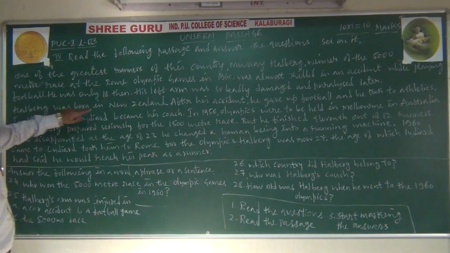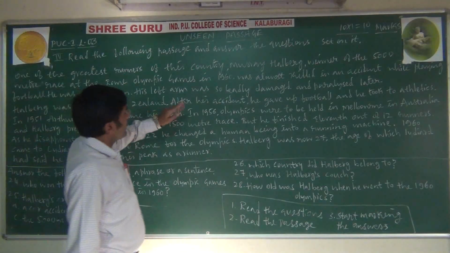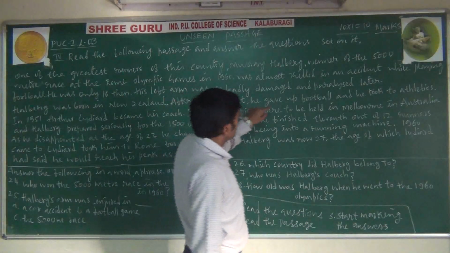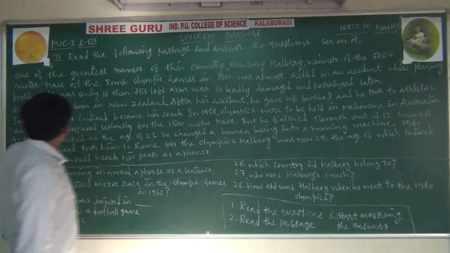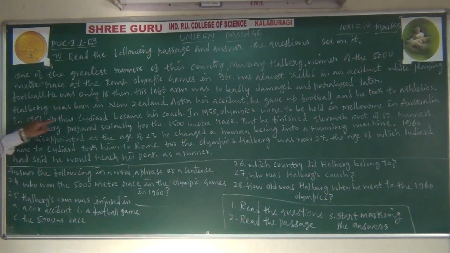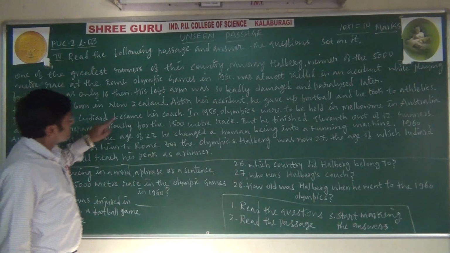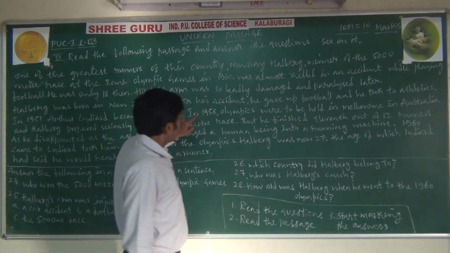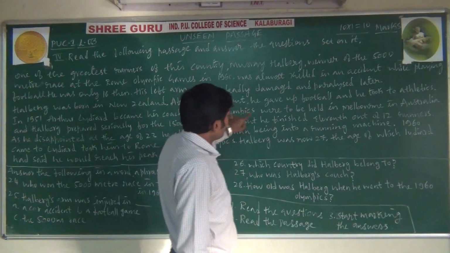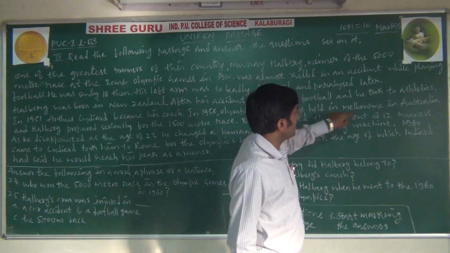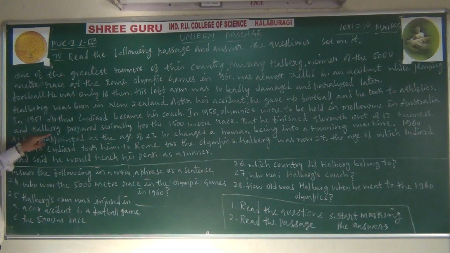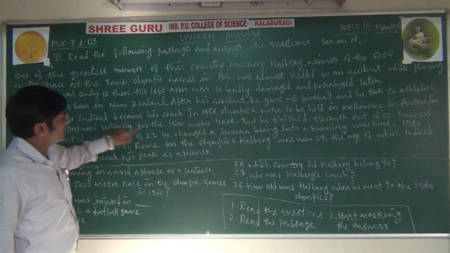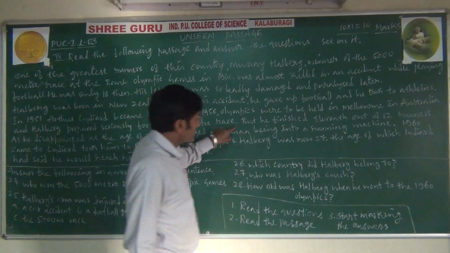Halberg was born in New Zealand. After his accident, he gave up football and took to athletics. In 1951, Arthur Lydiard became his coach. In 1956, the Olympics were to be held in Melbourne, Australia. And Halberg prepared seriously for the 1500 meter race.